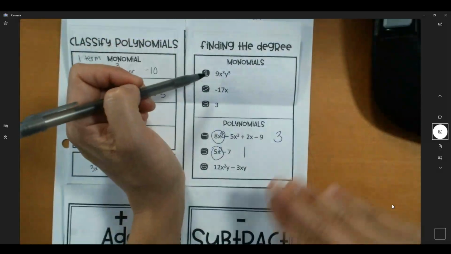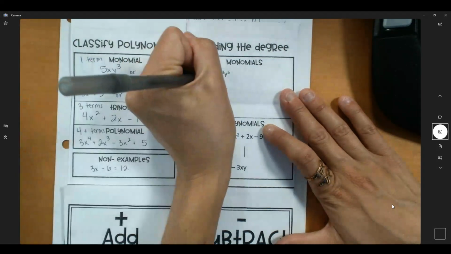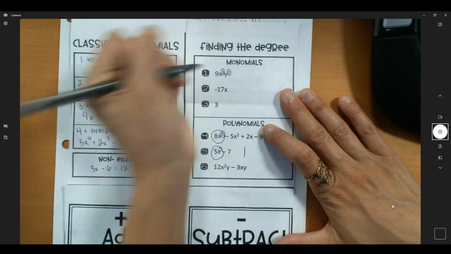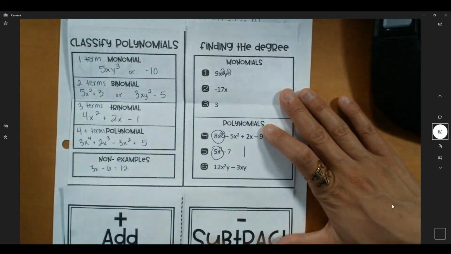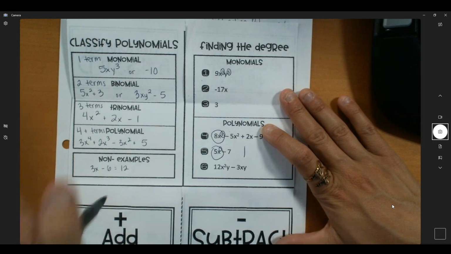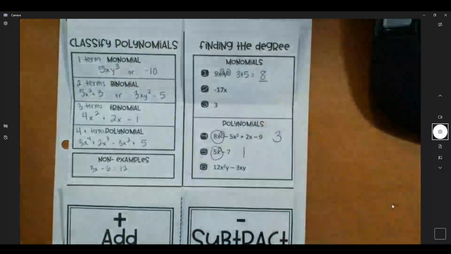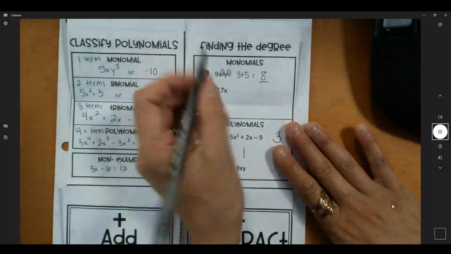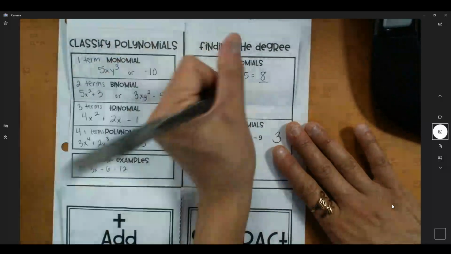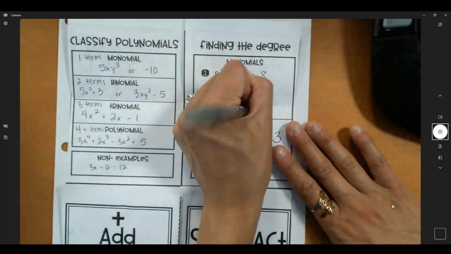Okay, so for monomials, you're going to add up all the exponents together, and that's going to be the total degree of that monomial. So here we have 3, and here we have 5. It does not matter when we're talking about degree if the base is the same. So x and y, that's fine. The exponents get added together no matter what the base is. So that would be 3 plus 5, which is equal to 8. So our degree of this monomial would be 8. Right here, that's just 1x, so that's just 1. And then here, there are no exponents, so this one would be 0.